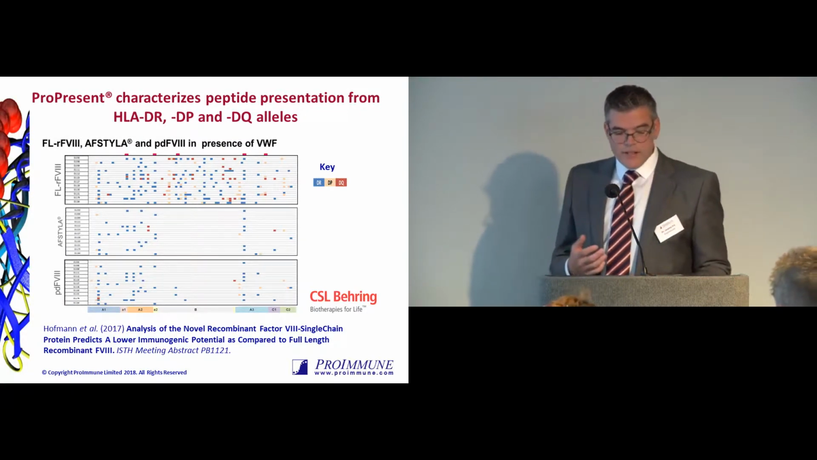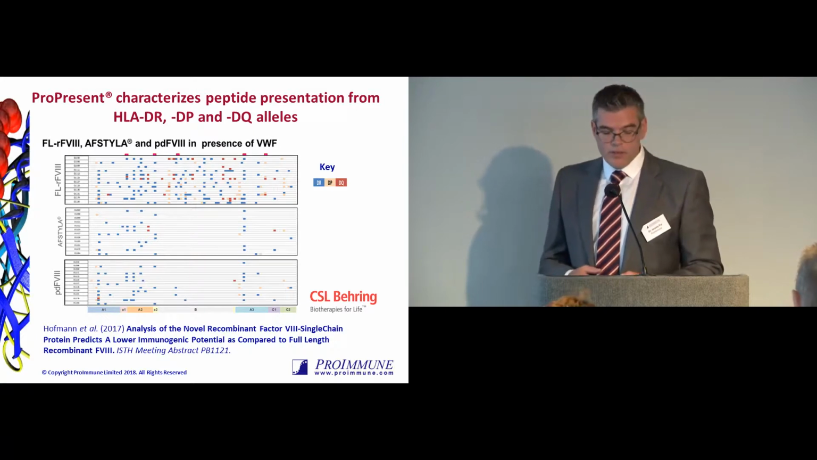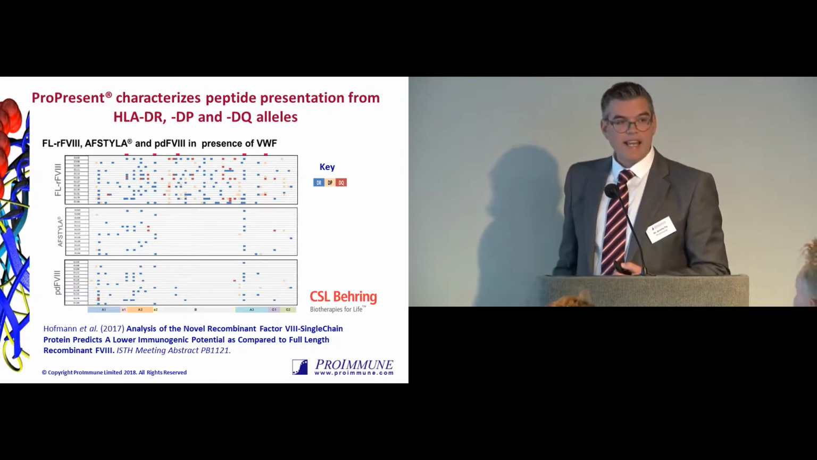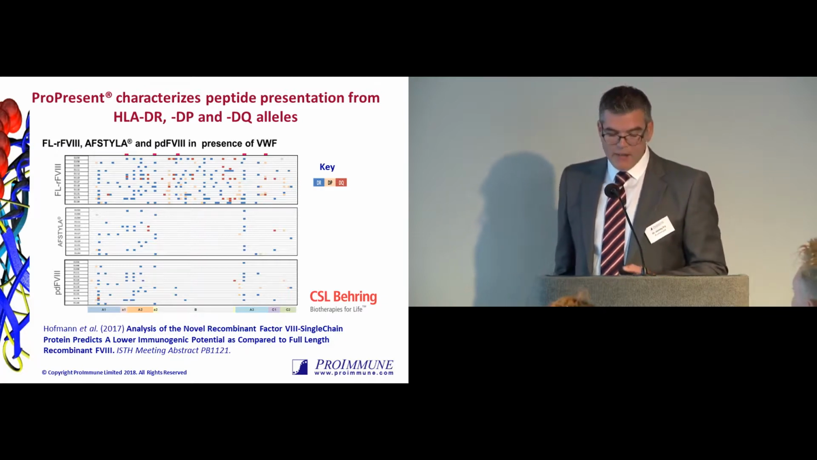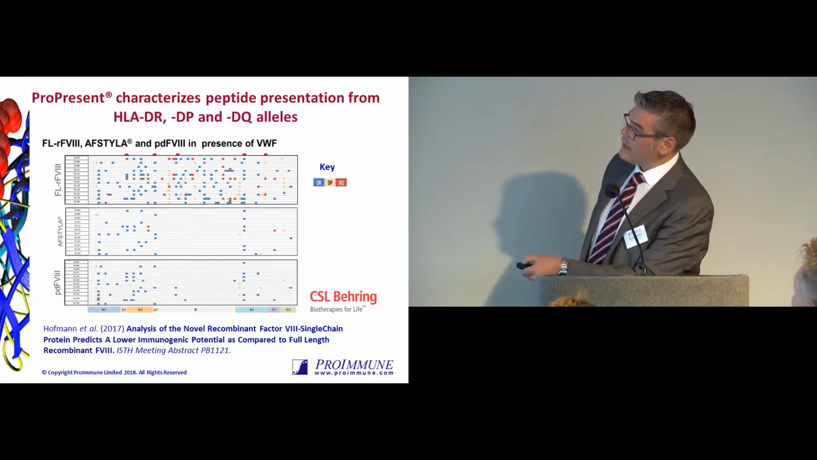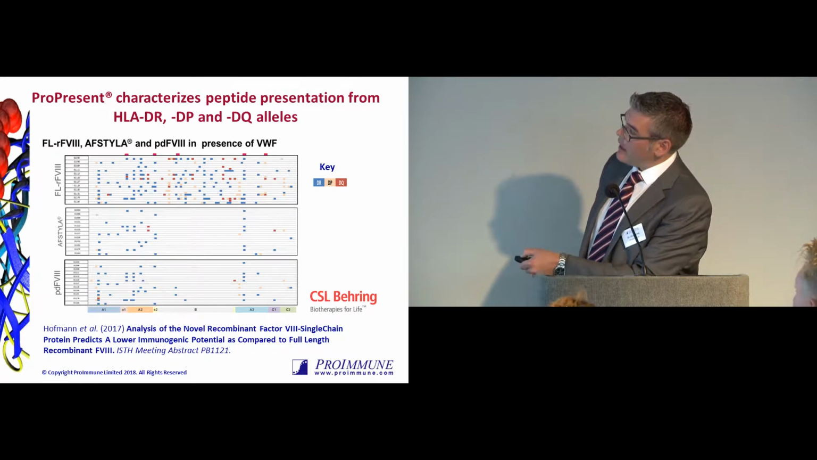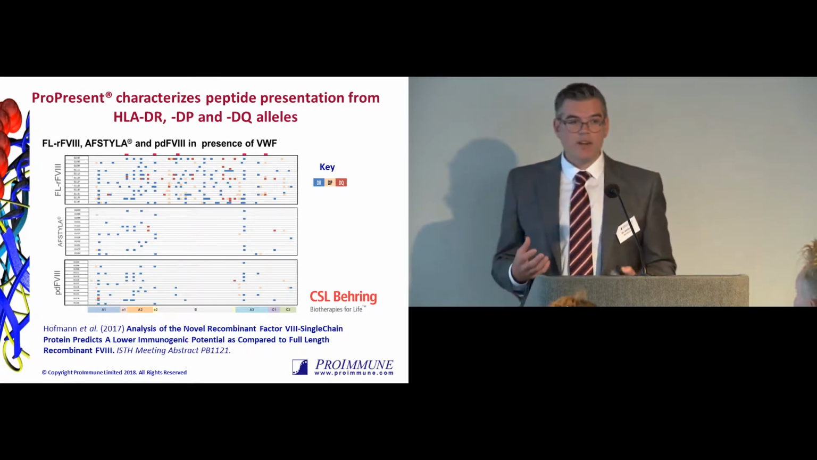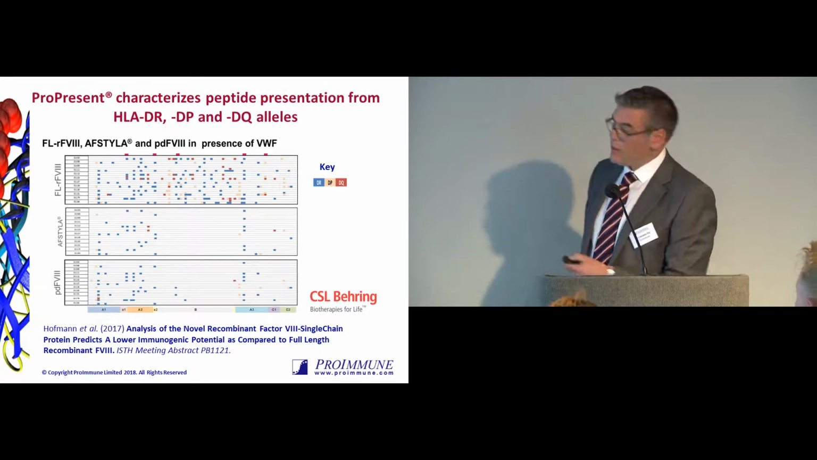So I mentioned already that DP and DQ is something that's very important, and again, Zubin kindly presented this in a slightly different way yesterday. This is data from CSL Behring, where they compared full-length factor VIII, Afstyla, which is their B-domain deleted factor VIII molecule, and also plasma-derived factor VIII, all in the presence of von Willebrand factor. And this abstract was published last year.